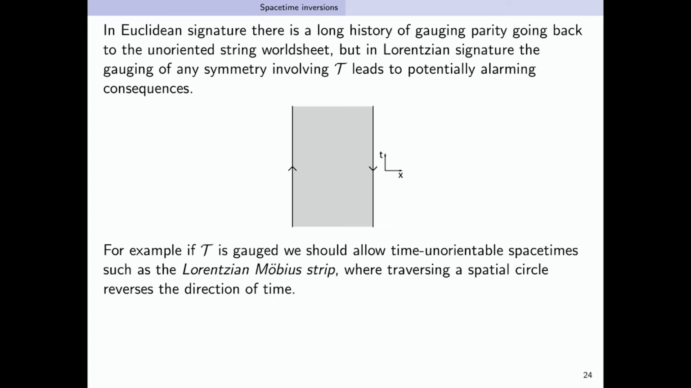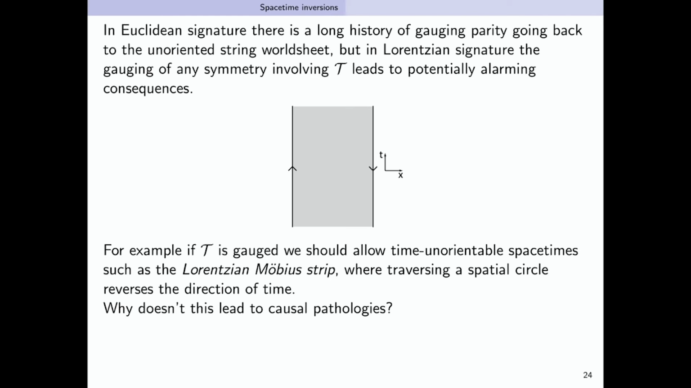Okay, so in Euclidean signature, there's a long history of gauging parity or R. But in Lorentzian signature, if you try to gauge things involving T, it's kind of confusing. Let me make a few comments about that. So for example, here's a twisted state. Here's a state in the twisted sector of gauging time reversal. It's called the Lorentzian Mobius strip. You go around the circle, and when you come back, time is reversed. So that's a valid contribution to the path integral in a theory where T is gauged.